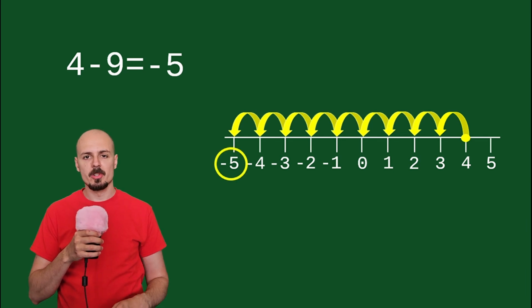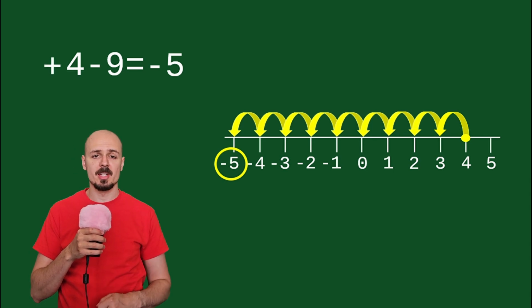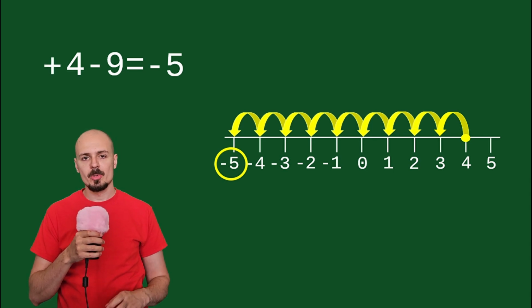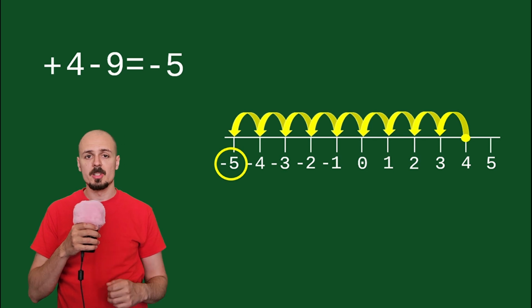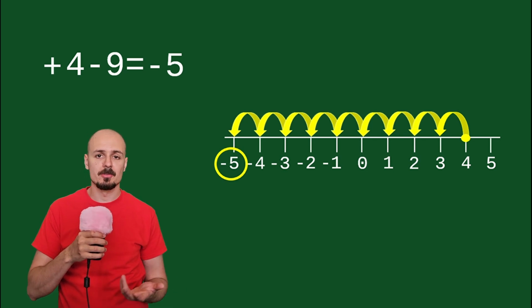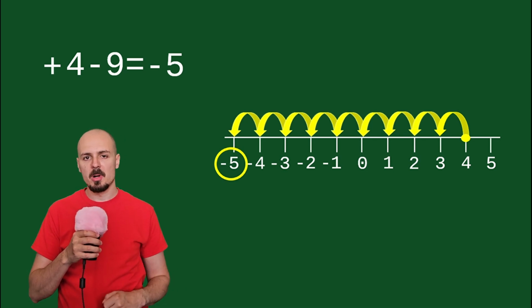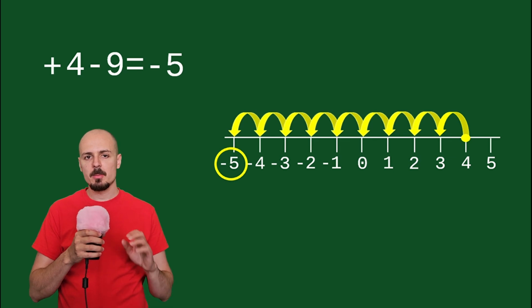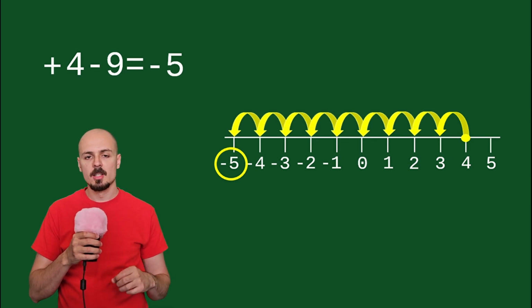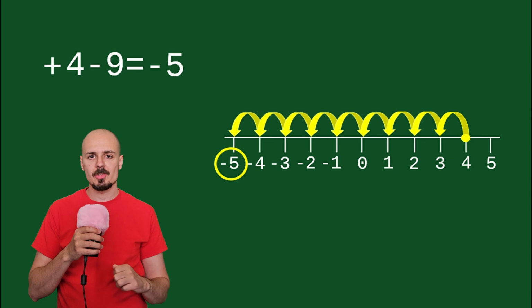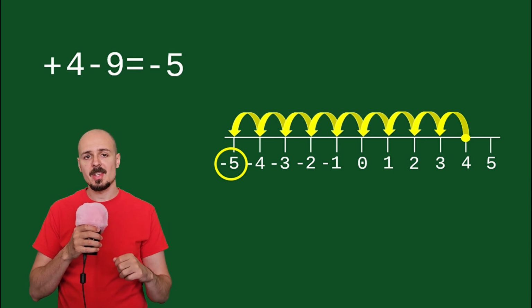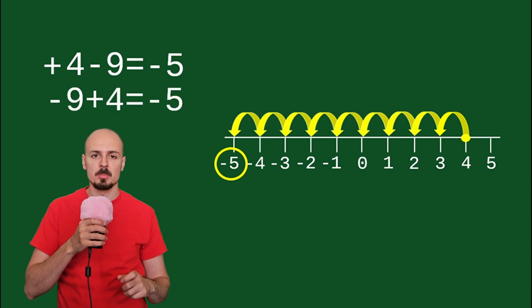Now, one thing to note here is that the 4 in this question is a positive. We can even put a positive sign in front of it if we wish, though this isn't necessary. Usually, positive numbers will have no sign in front of them at all. If I do add the positive sign here, though, it makes it a bit more obvious how I could write an equivalent expression. See, 4 minus 9 is the same thing as saying negative 9 plus 4.